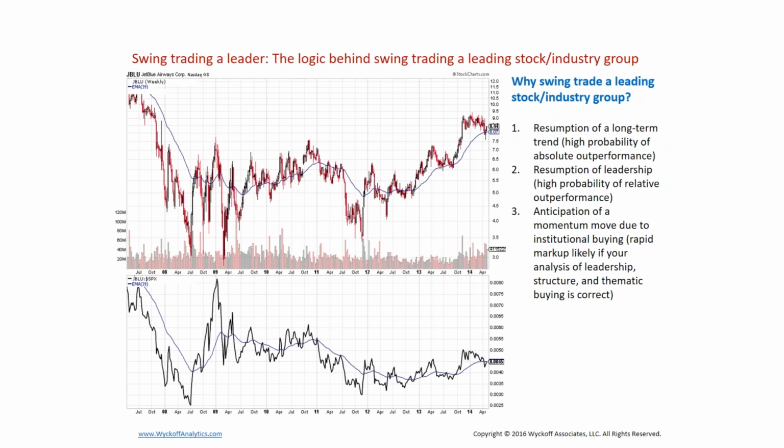So how would we do this? How would we introduce this concept into our long-term swing trading? One of the ideas here is that leadership is never a single leadership. It's not a single stock that could produce that leadership. It's usually a leadership that reflects a much bigger thematic idea.